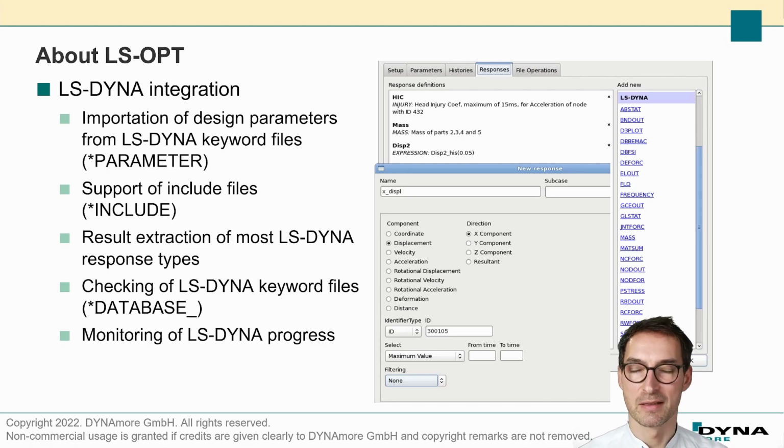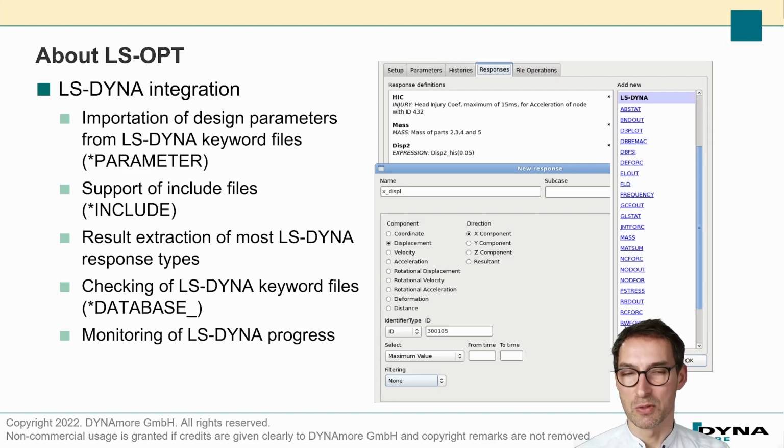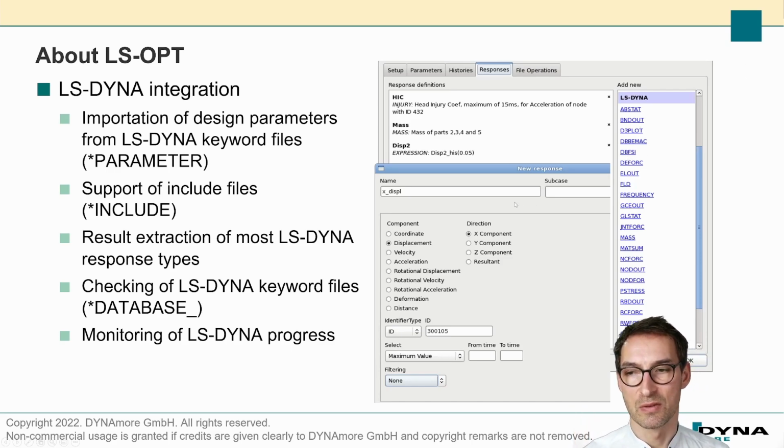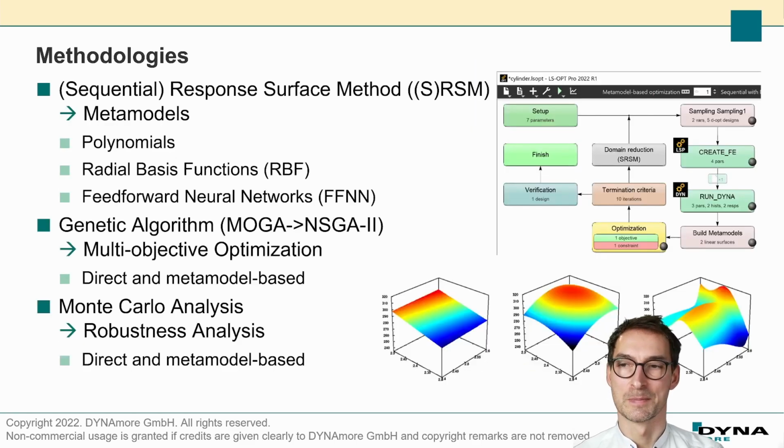You don't have to create some intermediate scripting interfaces to extract the data you want to have. You can just access the data from LS-DYNA results right away. Talking about bin-out files, for instance, it makes life way easier. You can work with include files, and so on. Here you can also monitor the process. So it's way easier to work with LS-DYNA, of course.